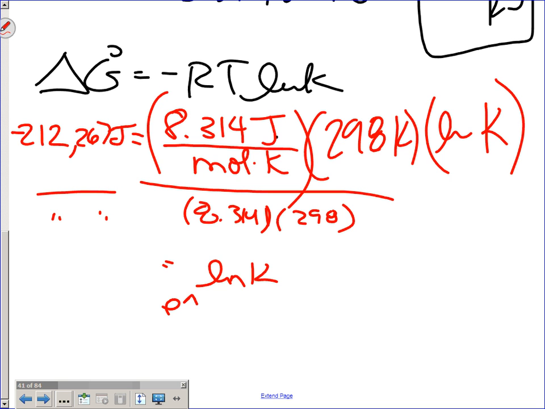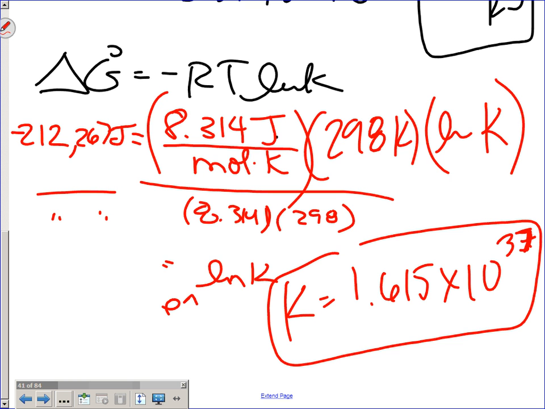Does anybody have that? Go for it, Alvin. 1.615. Nice. So we have proof of concept: positive E cell, negative delta G, galvanic, large K value, products are favored. All of those are correlating. My question was why we can't just say e to the delta G over RT plus K. That's all I was saying at first, and you said no, and I was confused. It worked out, because those aren't exactly correlated.